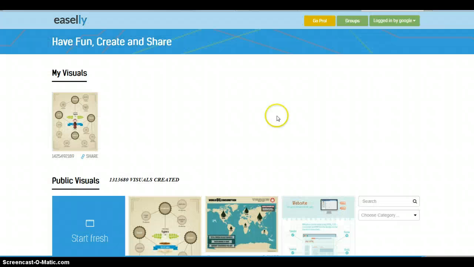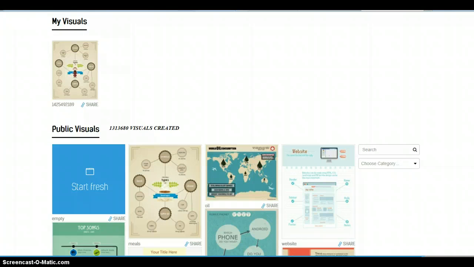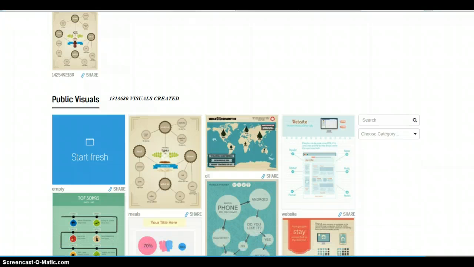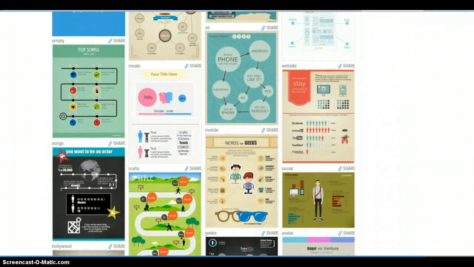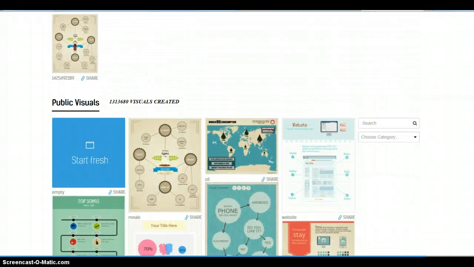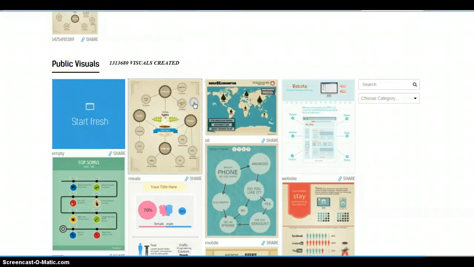And once you've signed in through the application portal, it is going to take you straight into Easily. Now here's the thing that's cool about Easily: it offers all of these different visuals that you can choose from, with templates that are already created. And you are going to choose one of the templates that you want to use. So for instance, you may choose a visual that looks like this.